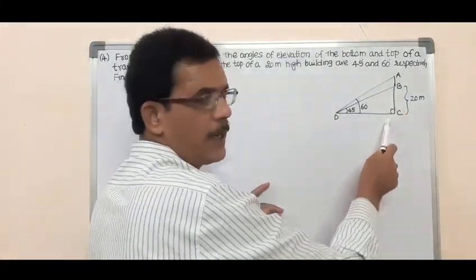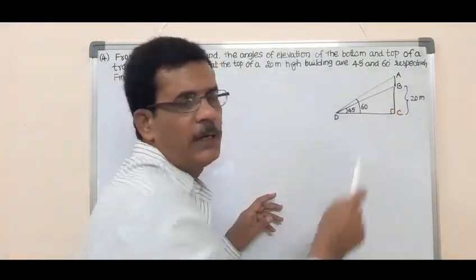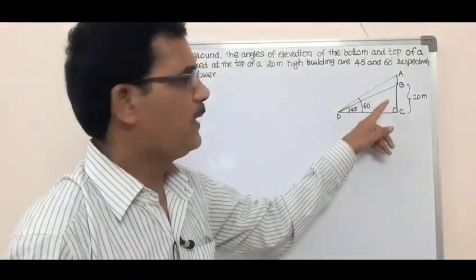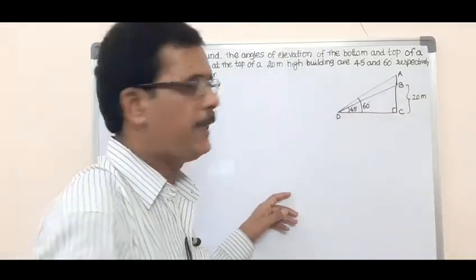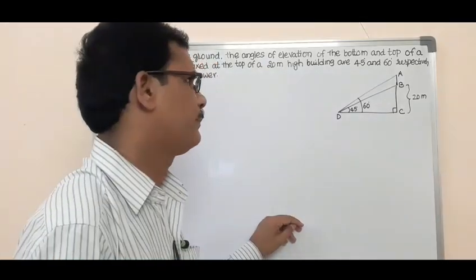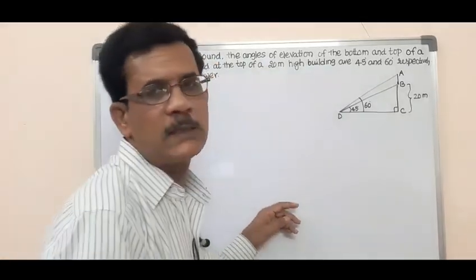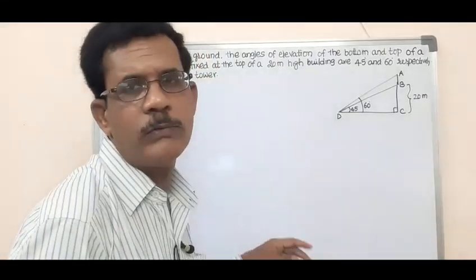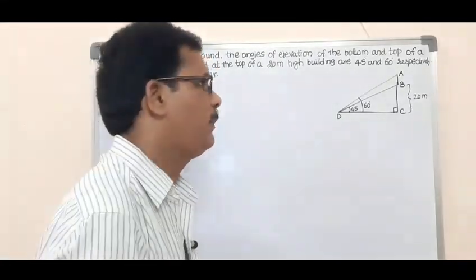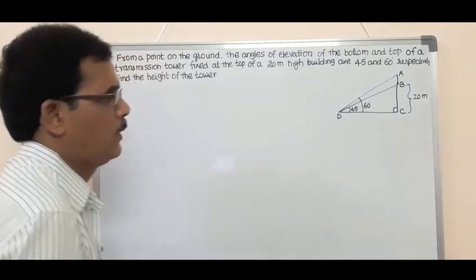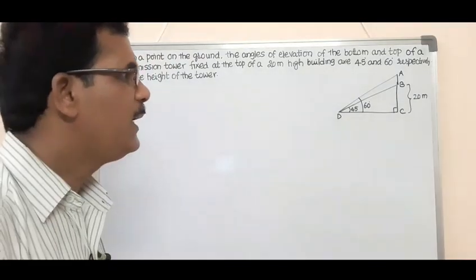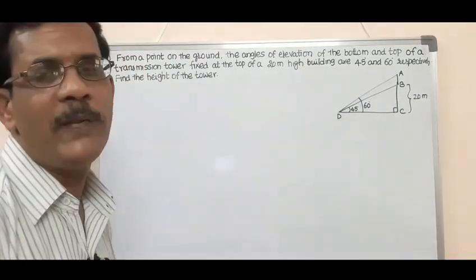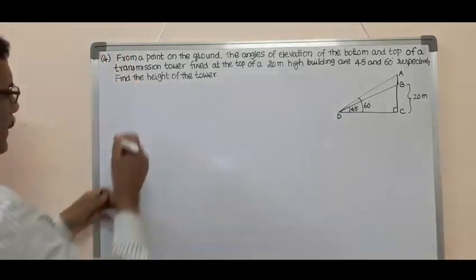So here BC is the height of the building, AB is the height of a transmission tower which is fixed on the building. Building height is given 20 meters. Now angles of elevation are given 45 degrees and 60 degrees. Now we have to find the height of the transmission tower, means AB length. First I will find DC length using triangle BCD.